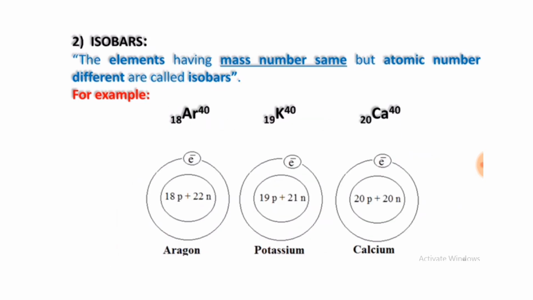Second, isobars. The elements having the same mass number but different atomic number are called isobars. Here see argon, potassium, calcium. In all of argon, potassium and calcium, the mass number is the same, 40, 40, 40, whereas the atomic number for argon is 18, for potassium is 19, and for calcium is 20. So the elements having the same mass number but different atomic numbers are called isobars.